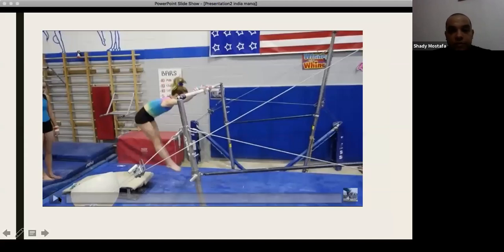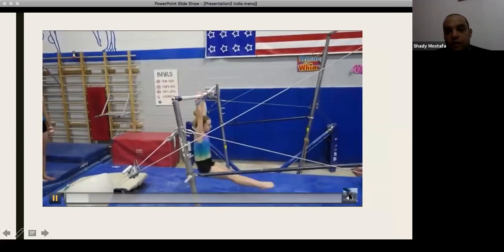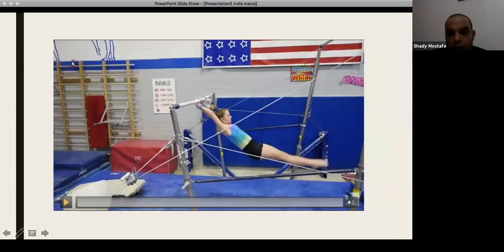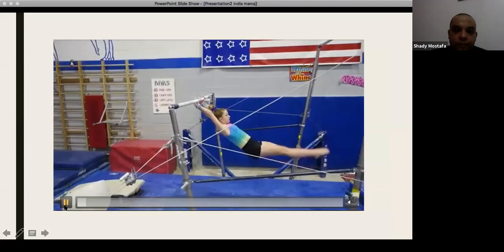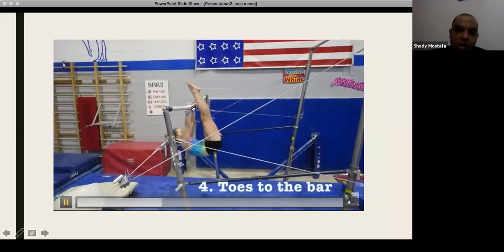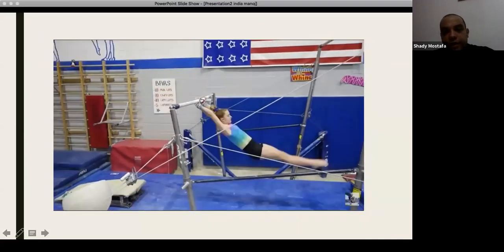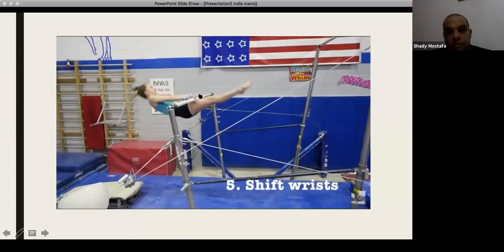Now, after the jump, step number 3 is the glide. You have to do the glide. The best way is to be a little bit hollow, like this shape. Then you start the pike on. Pike on, toes to the bar, and you see the shape. Head is not backward, head is neutral. After that, you shift your wrist. Here, check this out. Shift your wrist.